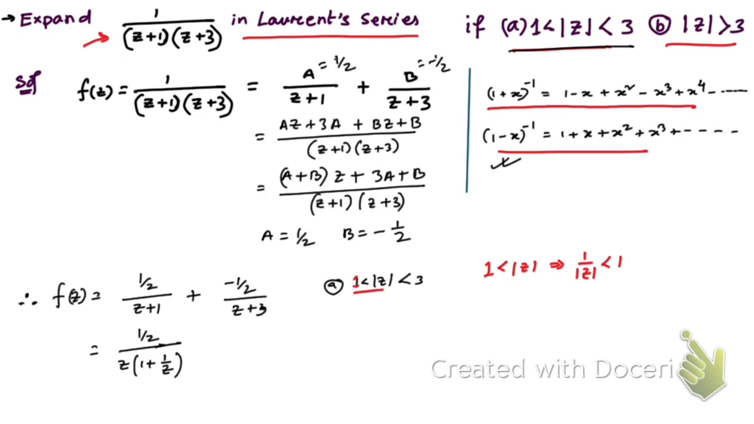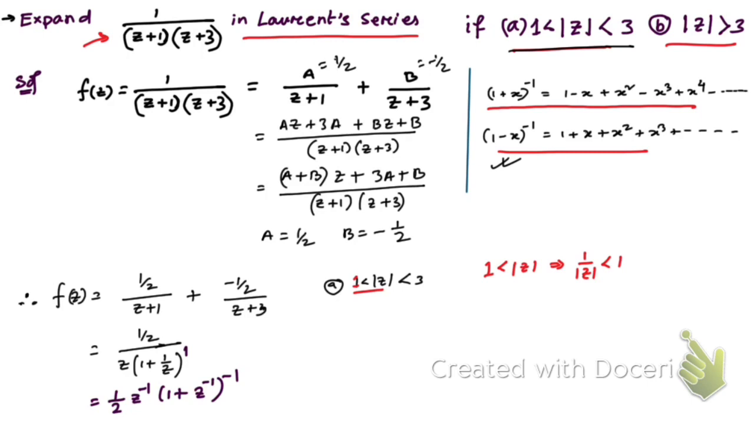So now you see, this can be written in this way. 1 by 2, this z can be written as z to the power minus 1, and here we're going to have 1 plus 1 by z, meaning z to the power minus 1, whole to the power minus 1. When you write it with the numerator, it is going to be minus 1.